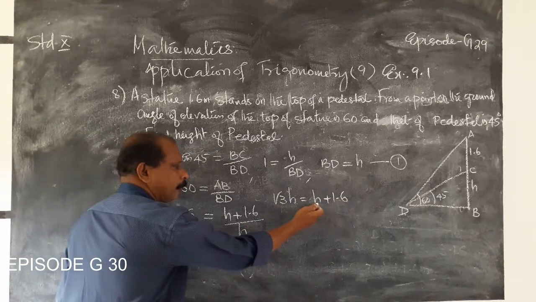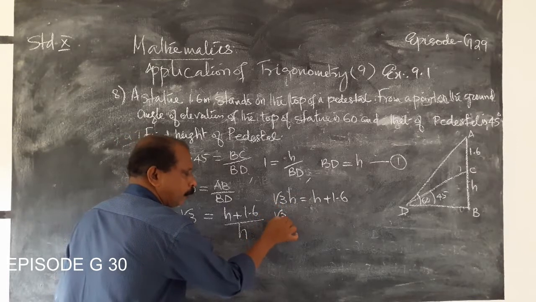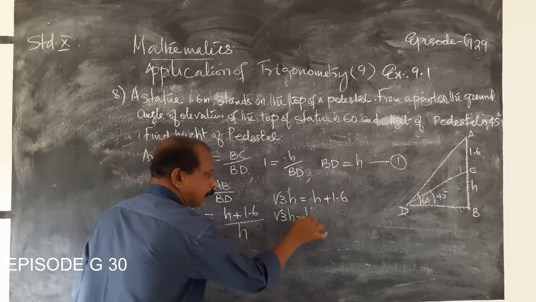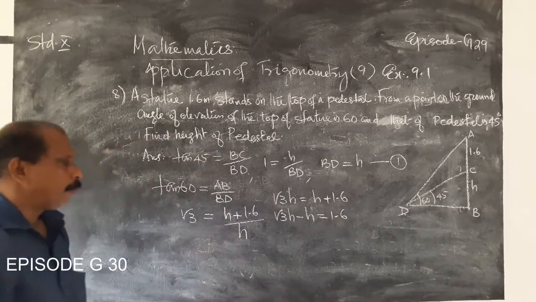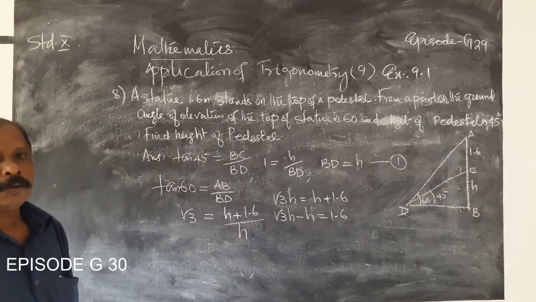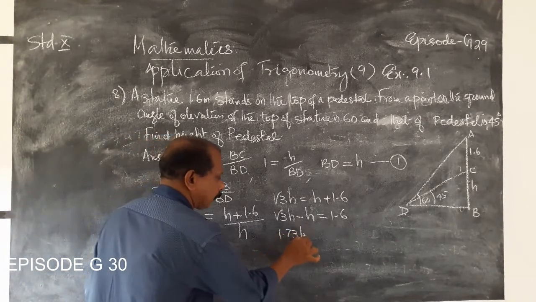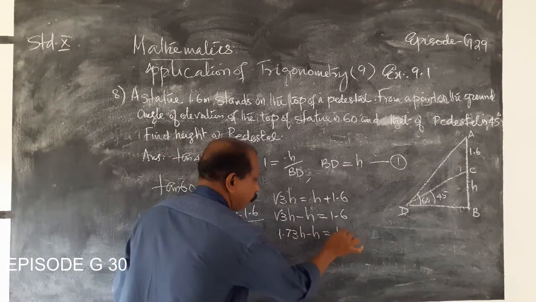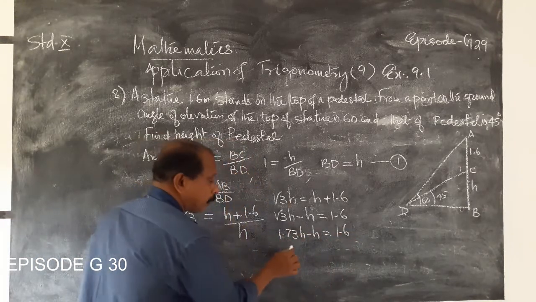Shifting to the left, that is root 3 H minus H is equal to 1.6. What is root 3? 1.73. 1.73 H minus H is equal to 1.6. 1.73 minus 1, it is 0.73.